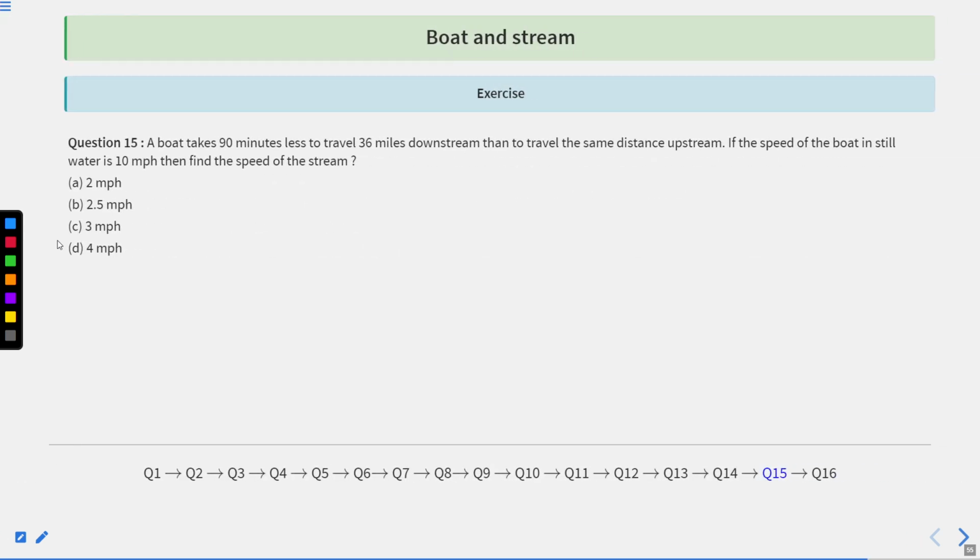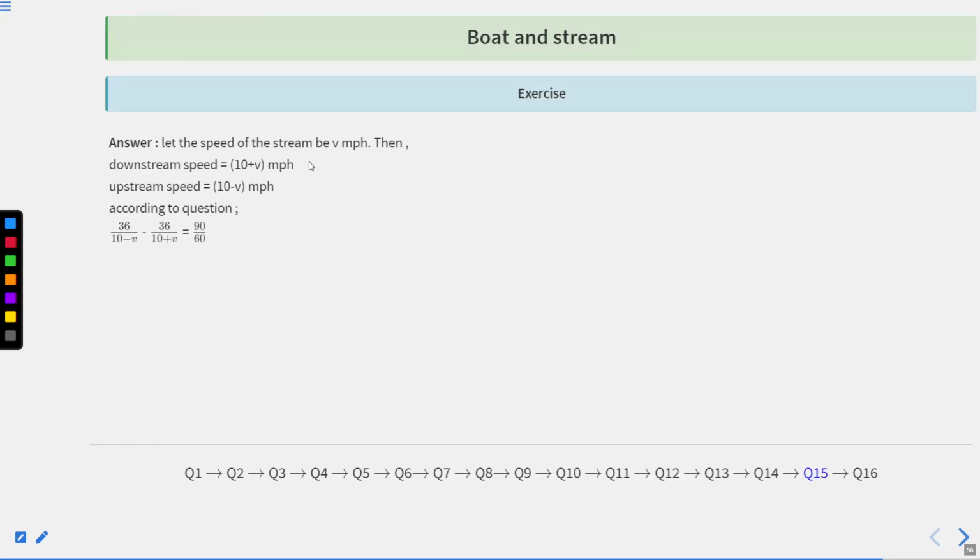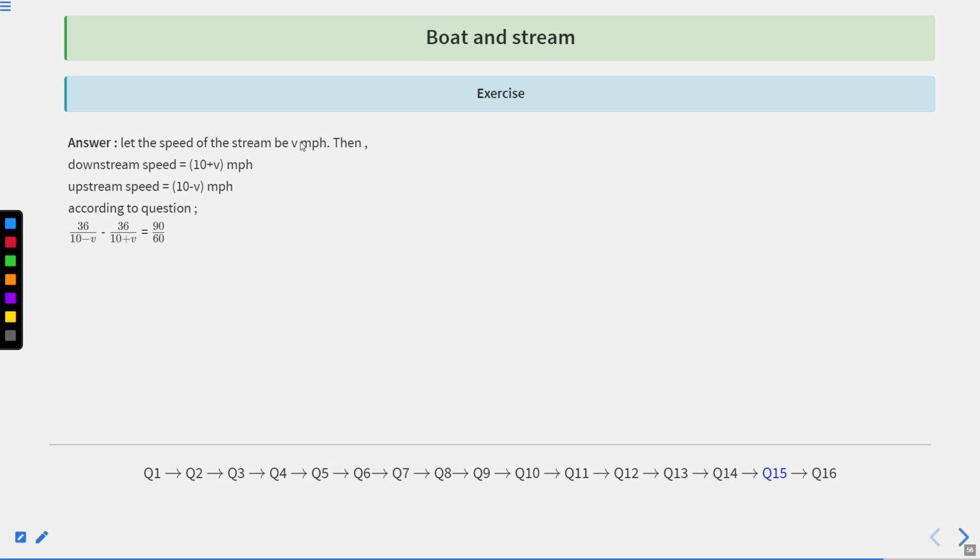Moving to problem number 15. A boat takes 90 minutes less to travel 36 miles downstream than to travel the same distance upstream. If the speed of boat in the still water is 10 miles per hour, then the speed of the stream is? Let the speed of stream be v miles per hour, then downstream speed will be 10 plus v miles per hour, correct? And upstream speed will be 10 minus v miles per hour.